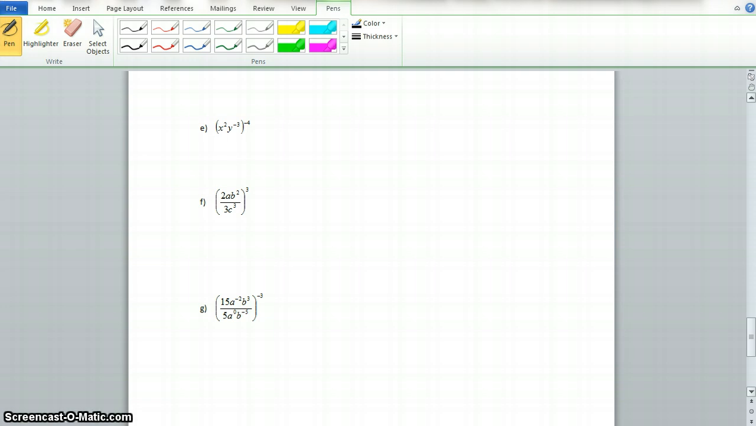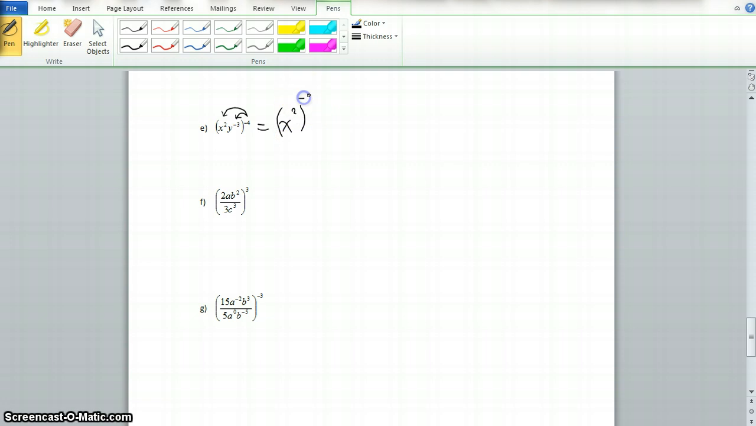All right, let's jump down here to part E. Part E, we've got an x and a y, two different bases. They're inside the parentheses multiplied together with another exponent on the outside. Some of the exponents are positive, some are negative. So what I'm going to do first is take that negative 4 exponent and bring it in on both of those exponents. And the rule you have to use is to multiply.